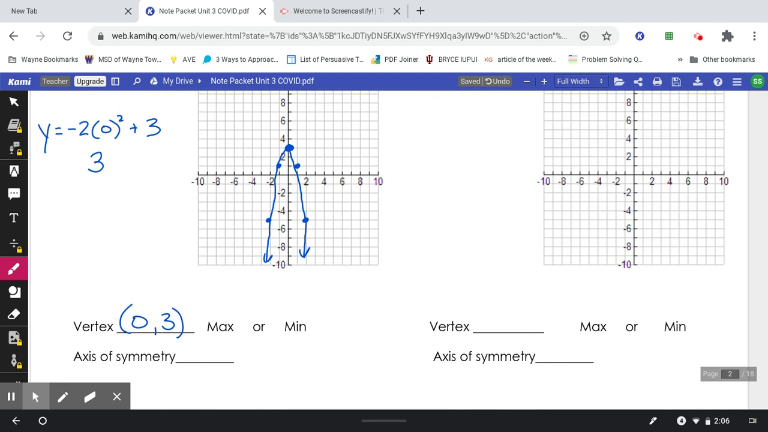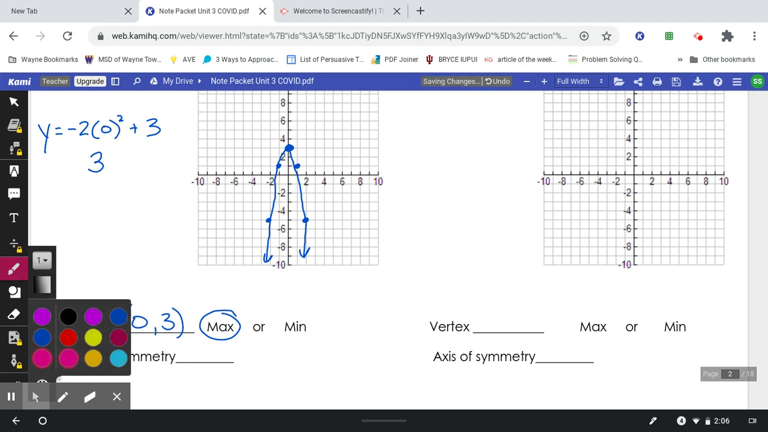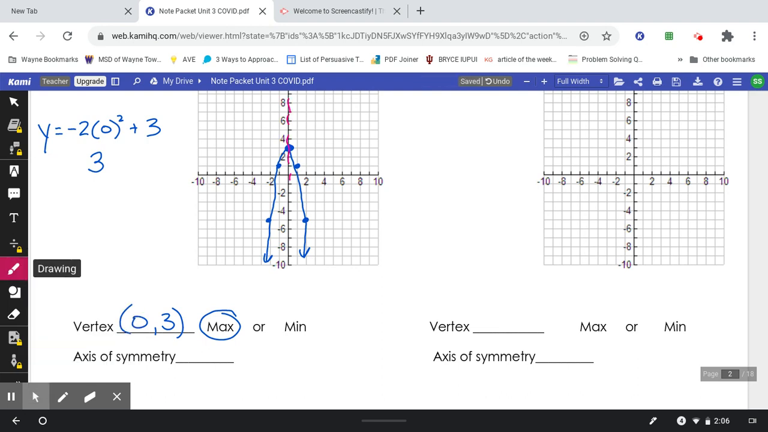That parabola is upside down, which means this vertex point at the top is a maximum. And your axis of symmetry is going to cut right down the middle at 0, x equals 0.